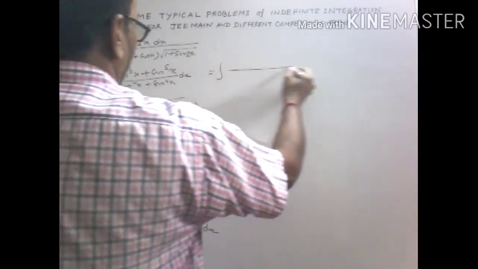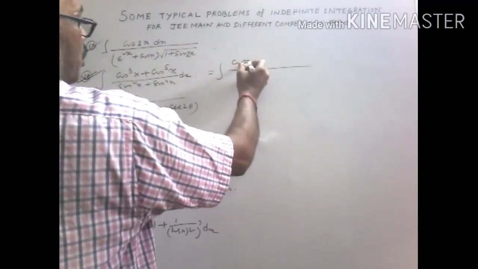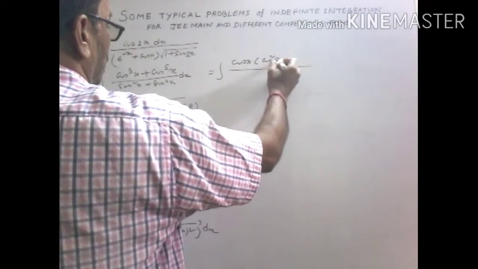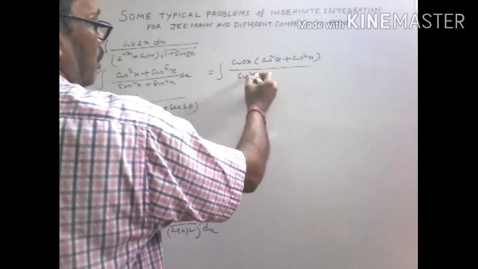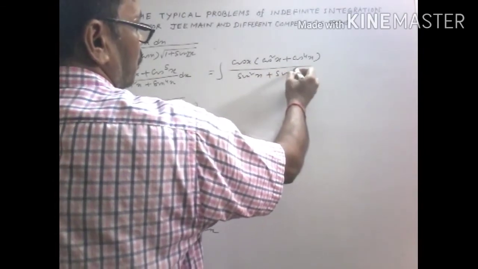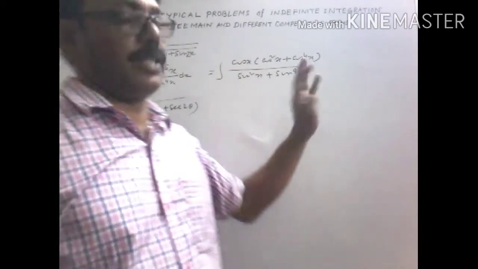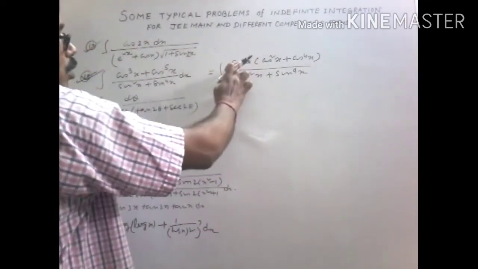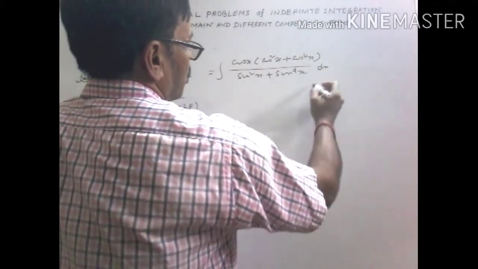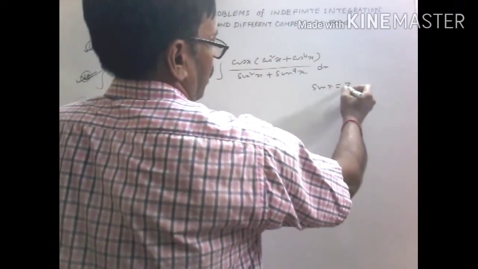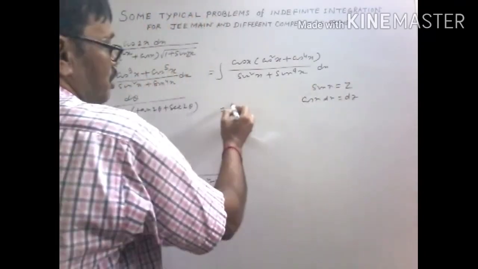So cos cube x, sin square x. Look, if we take cos x common, this is cos square x plus cos to the power 4x, and this is sin square x plus sin to the power 4x. Look, derivative of sin x is cos x, so we are getting one cos x, and these are expressible in terms of sin x. So sin x equals z, so cos x dx equals dz.